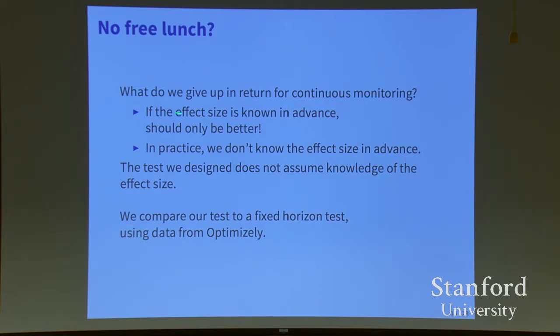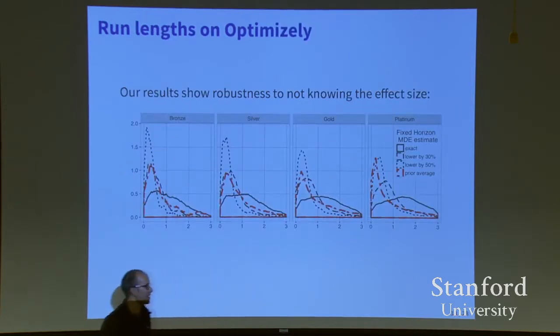With that knowledge, if you knew what the gap is supposed to be, then you can perfectly set up a rule to stop so that you do better. In practice, the problem is that you don't know the effect size in advance, and the test that we designed does not assume any knowledge of the effect size. And so what we want to do is compare how we do against the fixed horizon test using data from Optimizely.